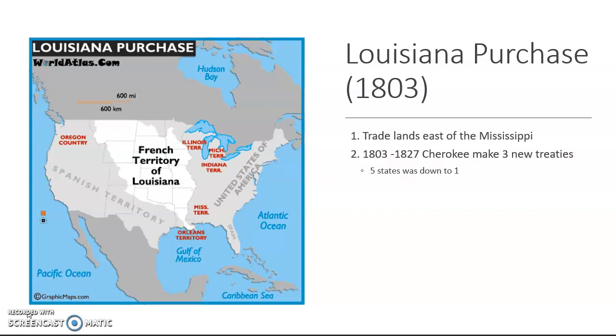The Louisiana Purchase takes place in 1803, and as you can see in the map, we acquire a large portion of territory. Having read the chapter, hopefully you've read about the Lewis and Clark expedition, how American Indians helped Lewis and Clark on that expedition, and the relationships that were formed during that expedition.